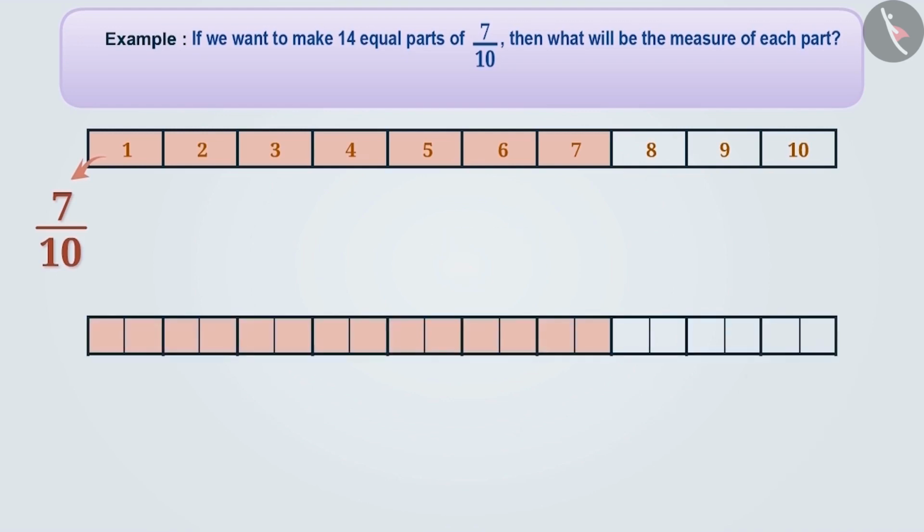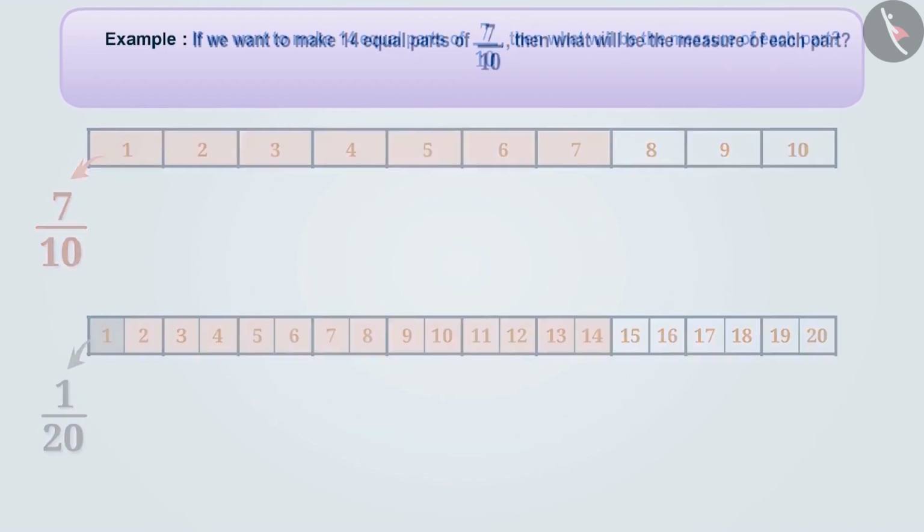If we make 2 equal parts of each part, then we will have 14 equal parts of the 7 by 10 shaded region. As you can see, here one part is one of all 20 parts of the complete strip, which we denote by the fraction 1 by 20. Therefore, the measurement of each part will be 1 by 20.